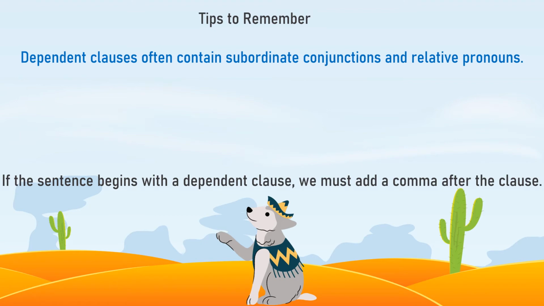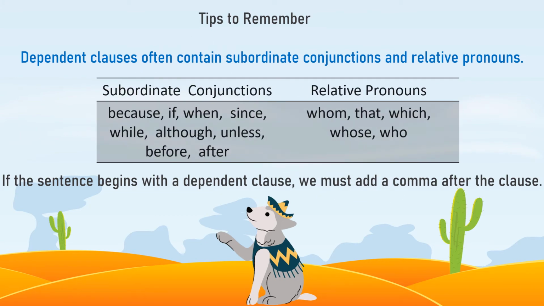Tips to remember. Dependent clauses often contain subordinate conjunctions and relative pronouns. Here are some examples of a few of them. If the sentence begins with a dependent clause, we must add a comma after the clause.